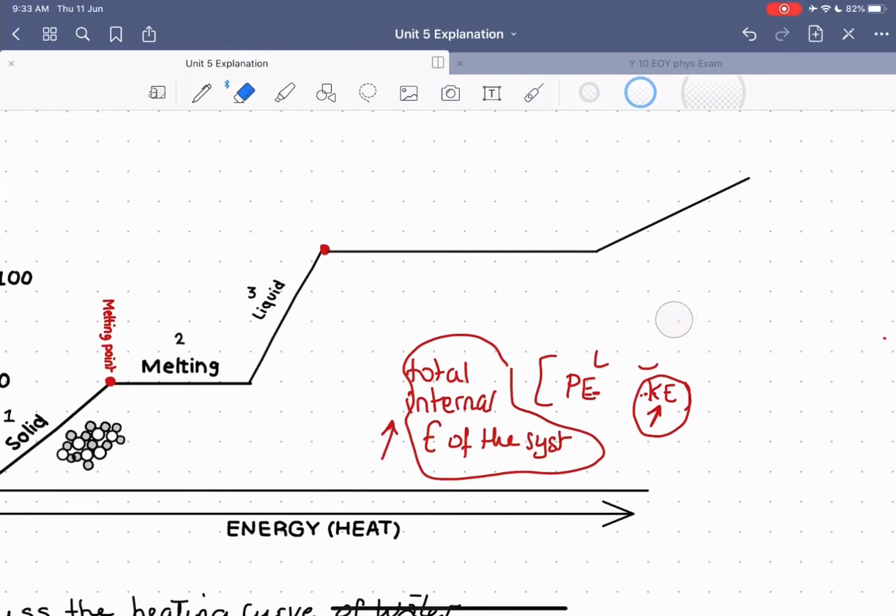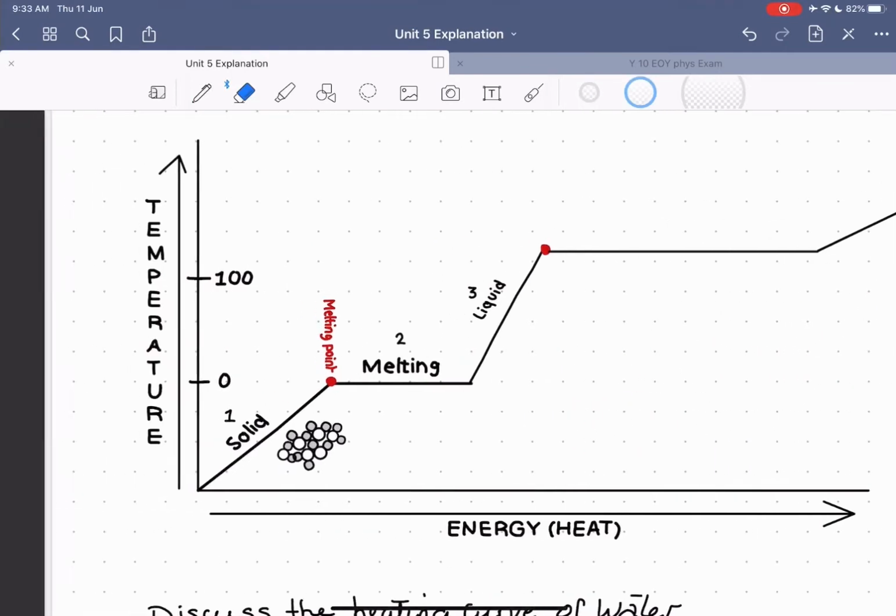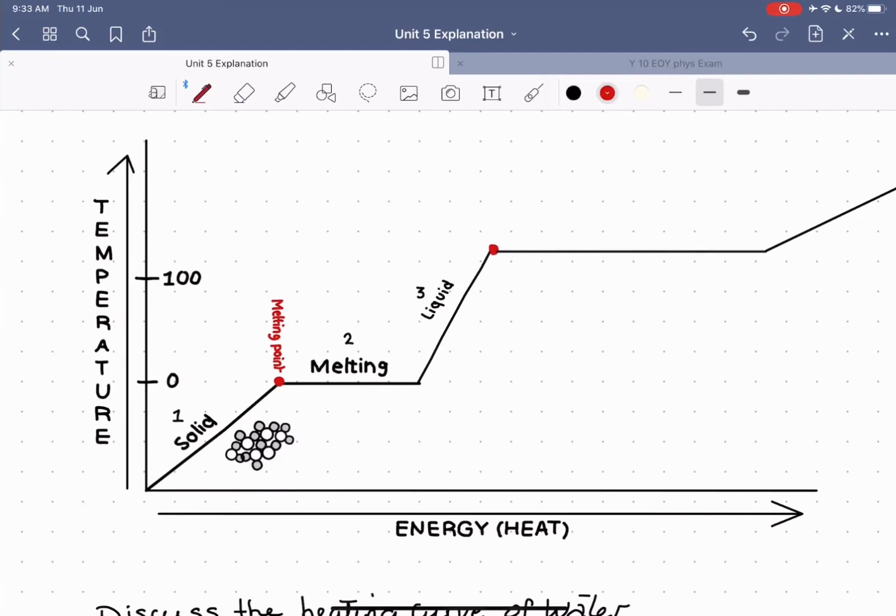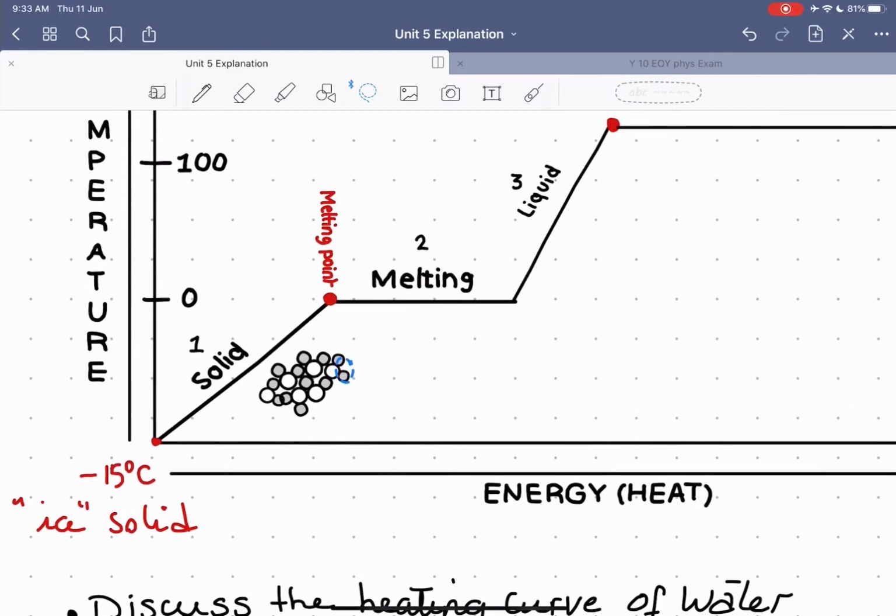So let's now look over what we already have. As you can see, we have a solid that starts from a negative value since we're below zero, let's say minus 15 degrees Celsius. The molecules are in the solid ice state of matter, and we start to apply heat to them. As we apply heat, we can see the temperature increasing linearly. When I say temperature increasing, remember that I'm talking about the kinetic energy.